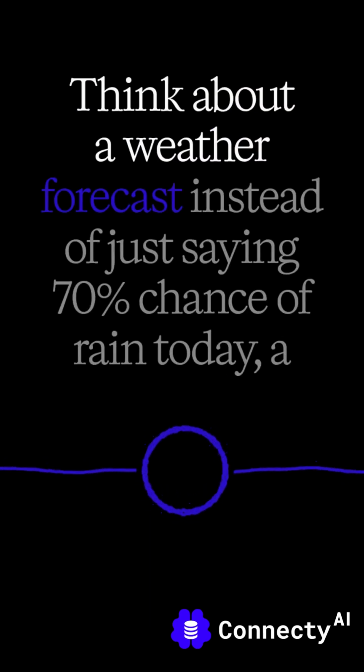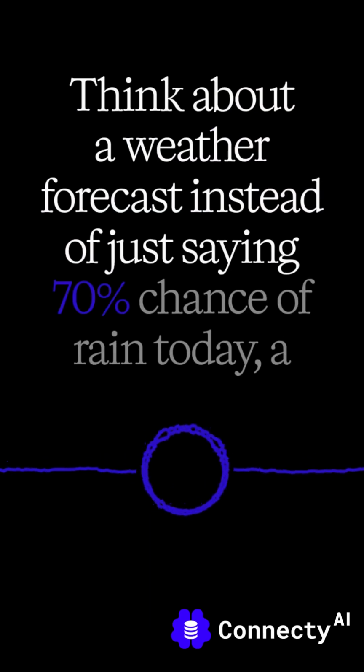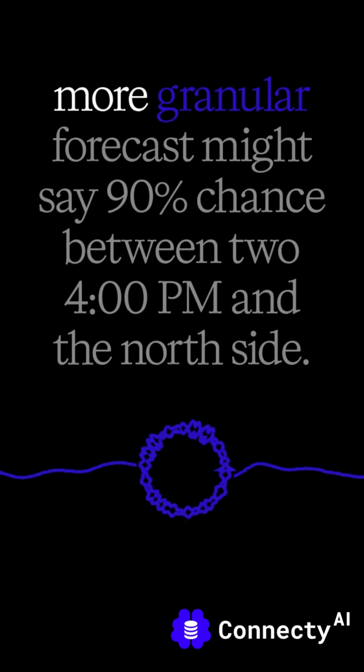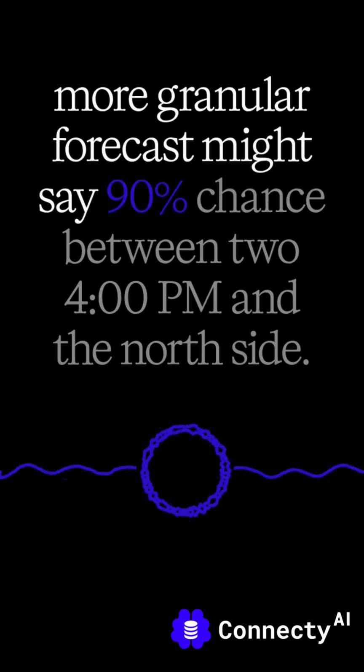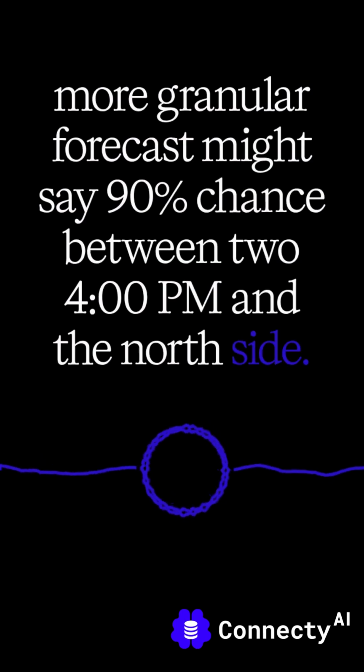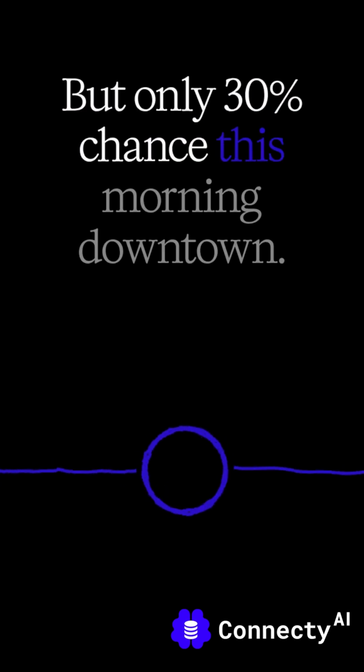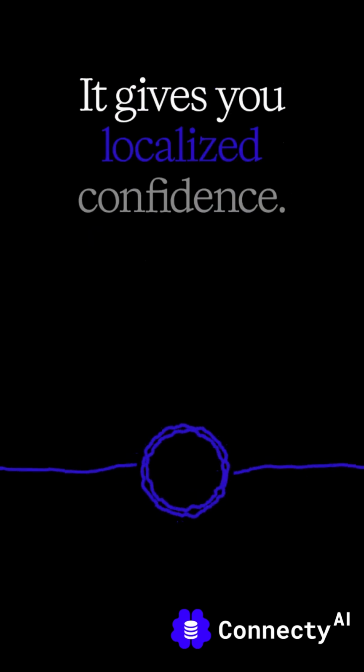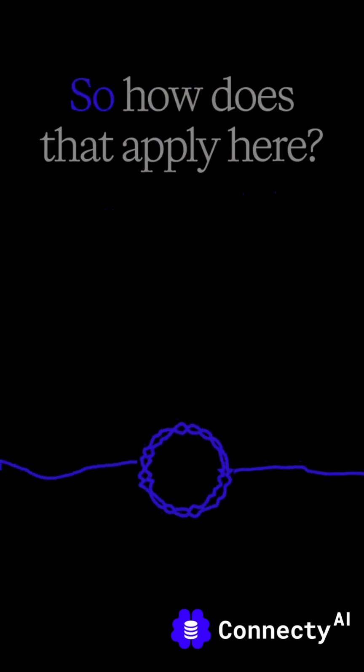Think about a weather forecast. Instead of just saying 70% chance of rain today, a more granular forecast might say 90% chance after 4 p.m. on the north side, but only 30% chance this morning downtown. It gives you localized confidence. Right. Much more useful. So how does that apply here?